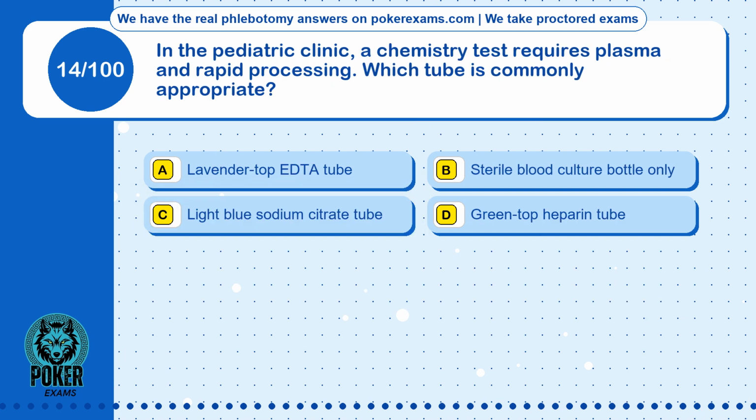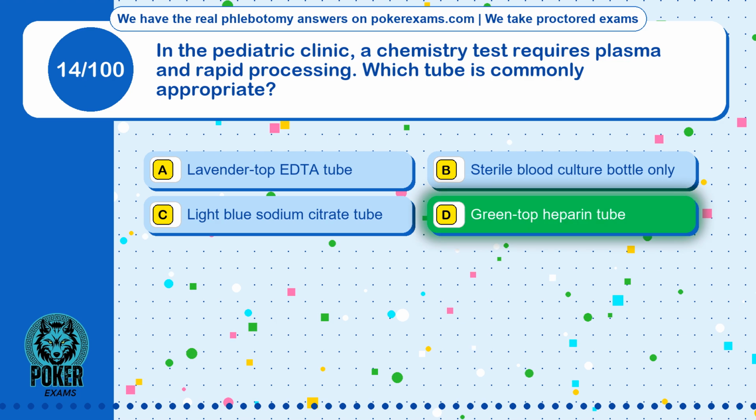Question 14. In the pediatric clinic, a chemistry test requires plasma and rapid processing. Which tube is commonly appropriate? Option A, lavender top EDTA tube. Option B, sterile blood culture bottle only. Option C, light blue sodium citrate tube. Option D, green top heparin tube. The correct answer is option D.